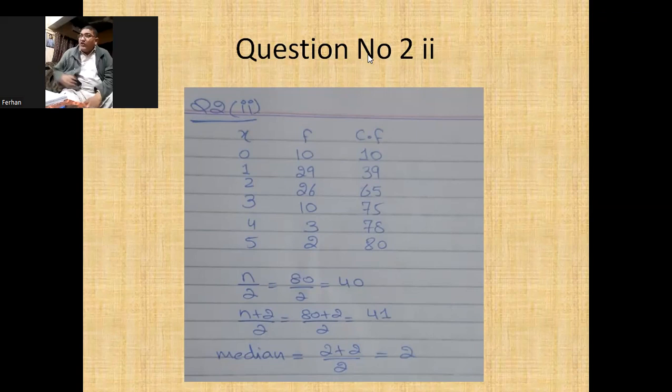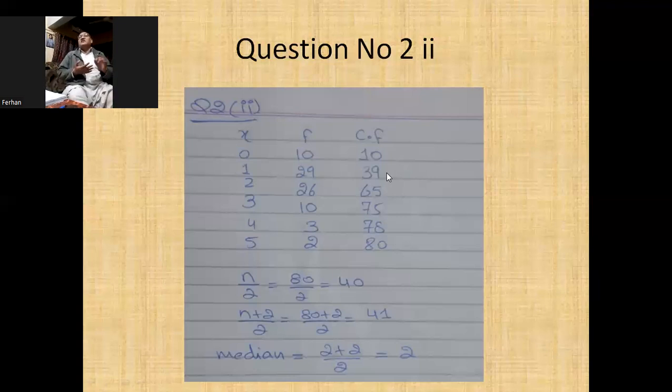Now I will go into my CF and look where the 40th number is. This class has 1, 2, 3, 4, 5, 6, 7, 8, 9, 10. This class has 11, 12, up to 39. And this third class has 40, 41, 42 up to 65. So the 40th number will be here.